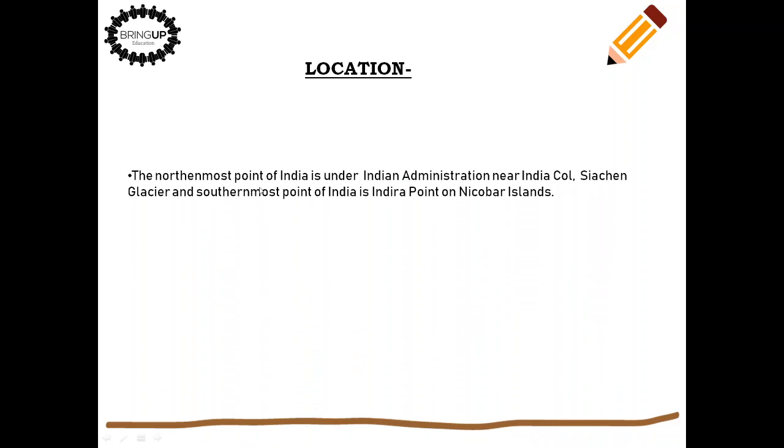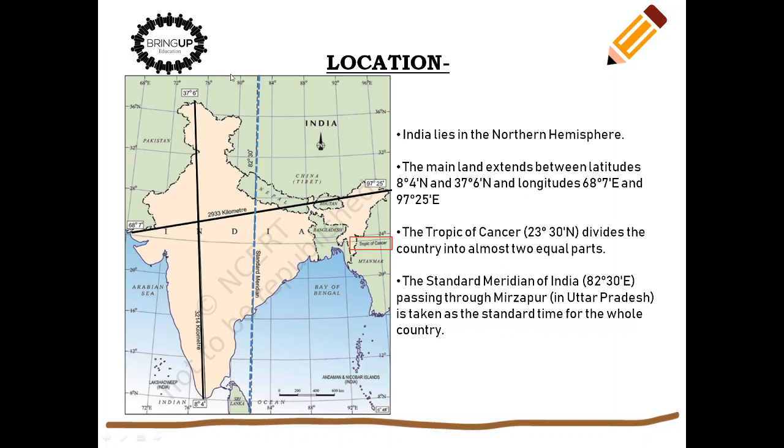The northernmost point of India is near Siachen Glacier, and the southernmost point is Indira Point on the Nicobar Islands. So here lies the northernmost point, and here is the southernmost point near the Nicobar Islands.